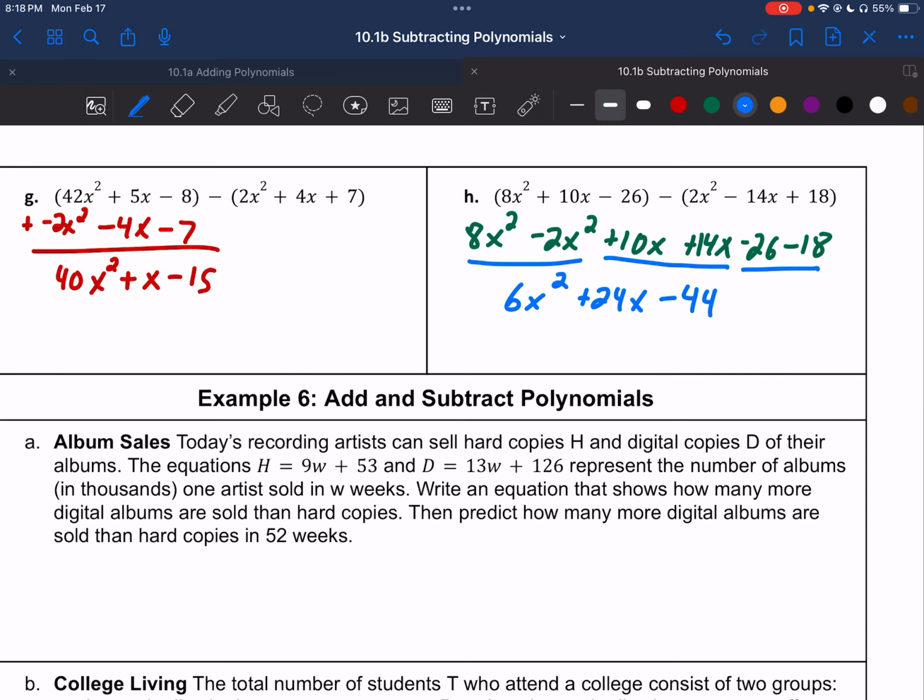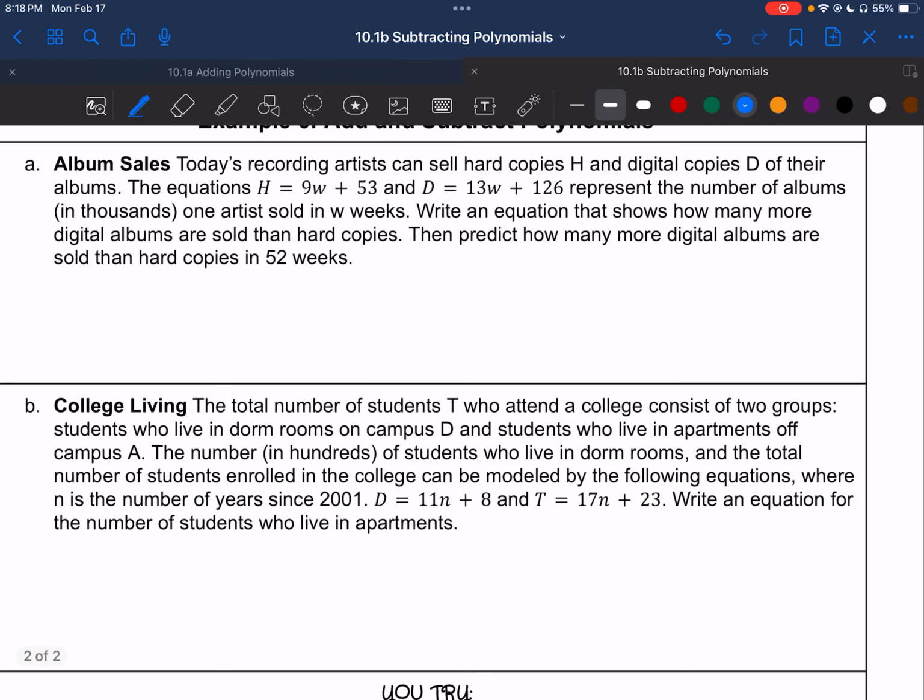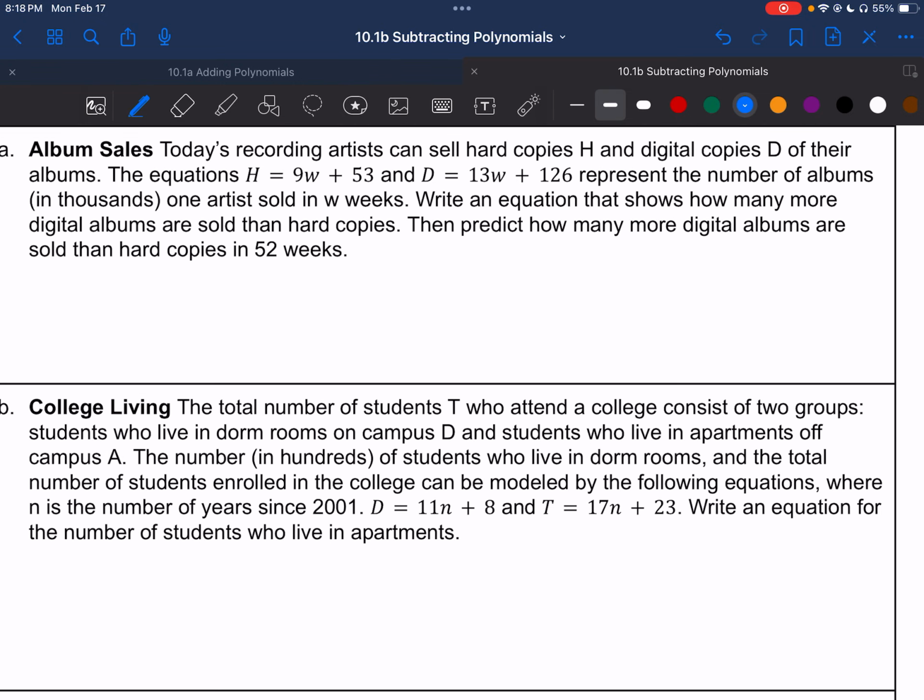All right, so now we're going to add and subtract polynomials in some word problems. So our first one, we have album sales. Today's recording artists can sell hard copies and digital copies of their albums. The equations H equals 9W plus 53 and D equals 13W plus 126 represent the number of albums in thousands one artist sold in W weeks. Write an equation that shows how many more digital albums are sold than hard copies. Then write or predict how many more digital albums are sold than hard copies in 52 weeks.